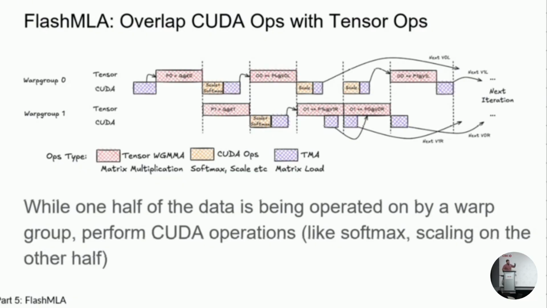So now we are overlapping tensor cores with memory loads. We are also overlapping tensor cores with the other operations, the CUDA operations, so scaling, softmax, and so on. As you can see, while one warp group is busy doing the matrix multiplies, the other warp group can perform scaling and softmax on the data that's already ready. Again, this shows why we had to split our computation into two halves. Now half of the data is ready, and we can do the next operations while the other half is being operated on.